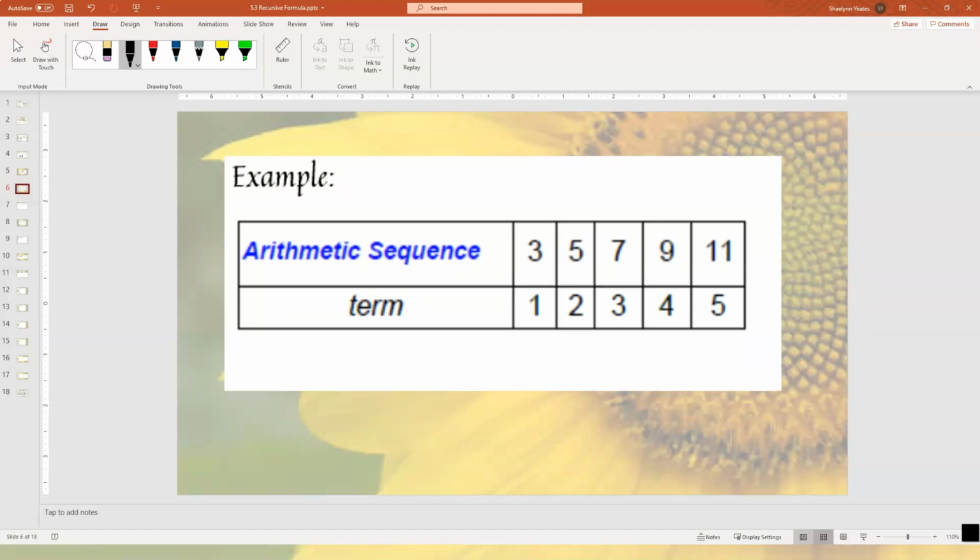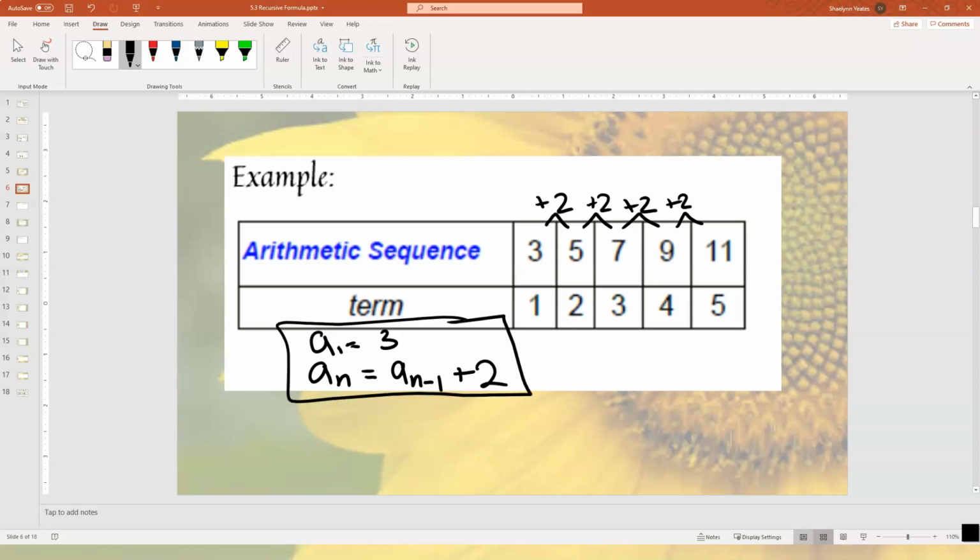So here's an example of a sequence. We've got an arithmetic sequence. It goes 3, 5, 7, 9, 11. So every single time it's just adding 2, right? So if it's just adding 2 every single time, my first term, so that's the first thing I need to identify, is 3. Then my next term will be the term before it. That's all this is. This is a fancy way of writing the term before. That's all that is. And we're going to add 2. Okay? This is the recursive formula for that sequence.